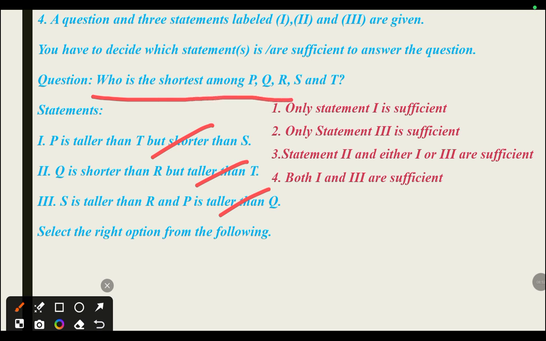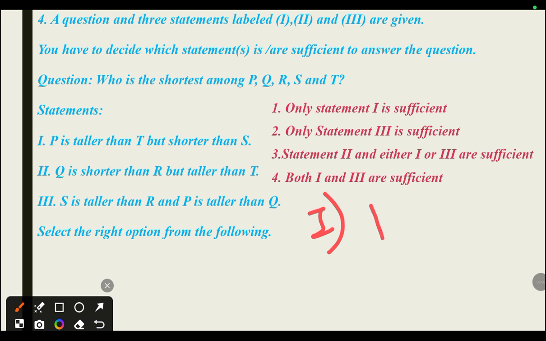And what is the question here? Who is the shortest among P, Q, R, S, T? Then I will write in this way. First one I'll write: P is taller than T. They have mentioned P is taller than T, but 'but' always refers to the first person, so they are actually talking about P. Here P is taller than T, but P is shorter than S. It means S is actually greater than P. This is what you have to know.